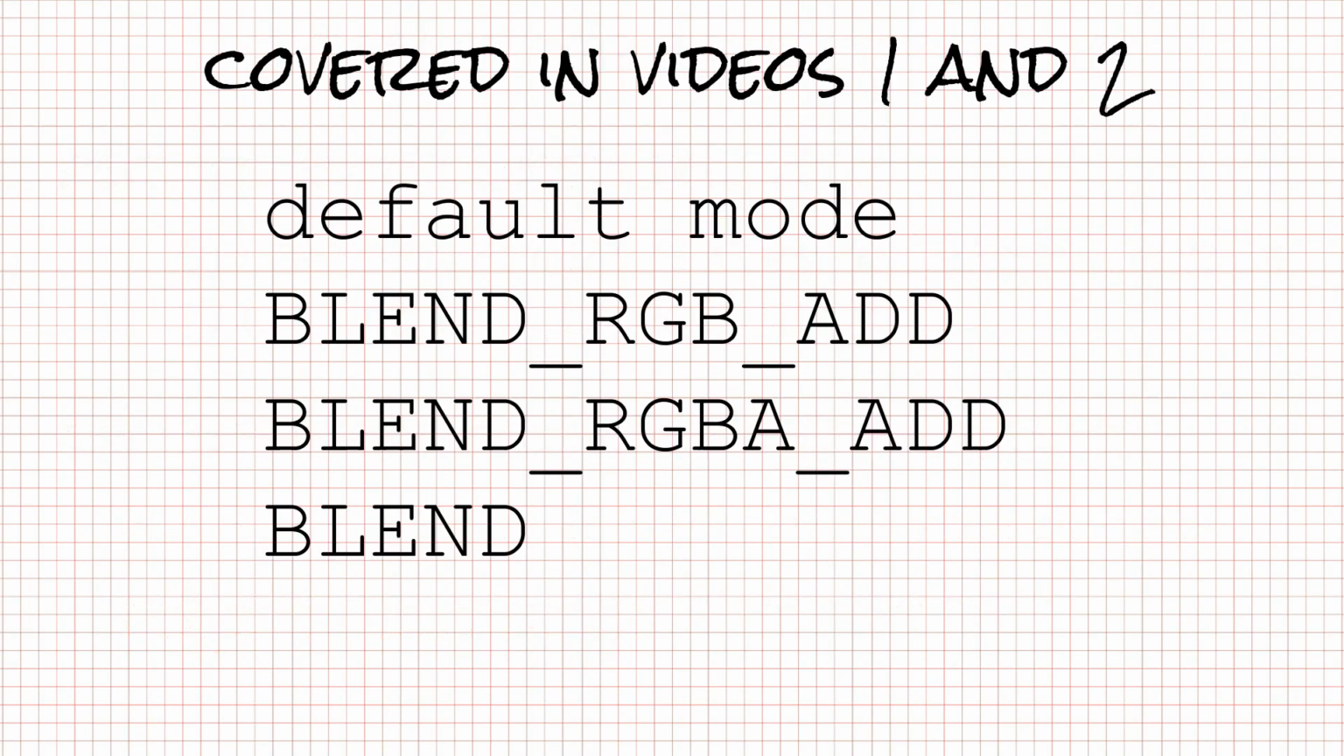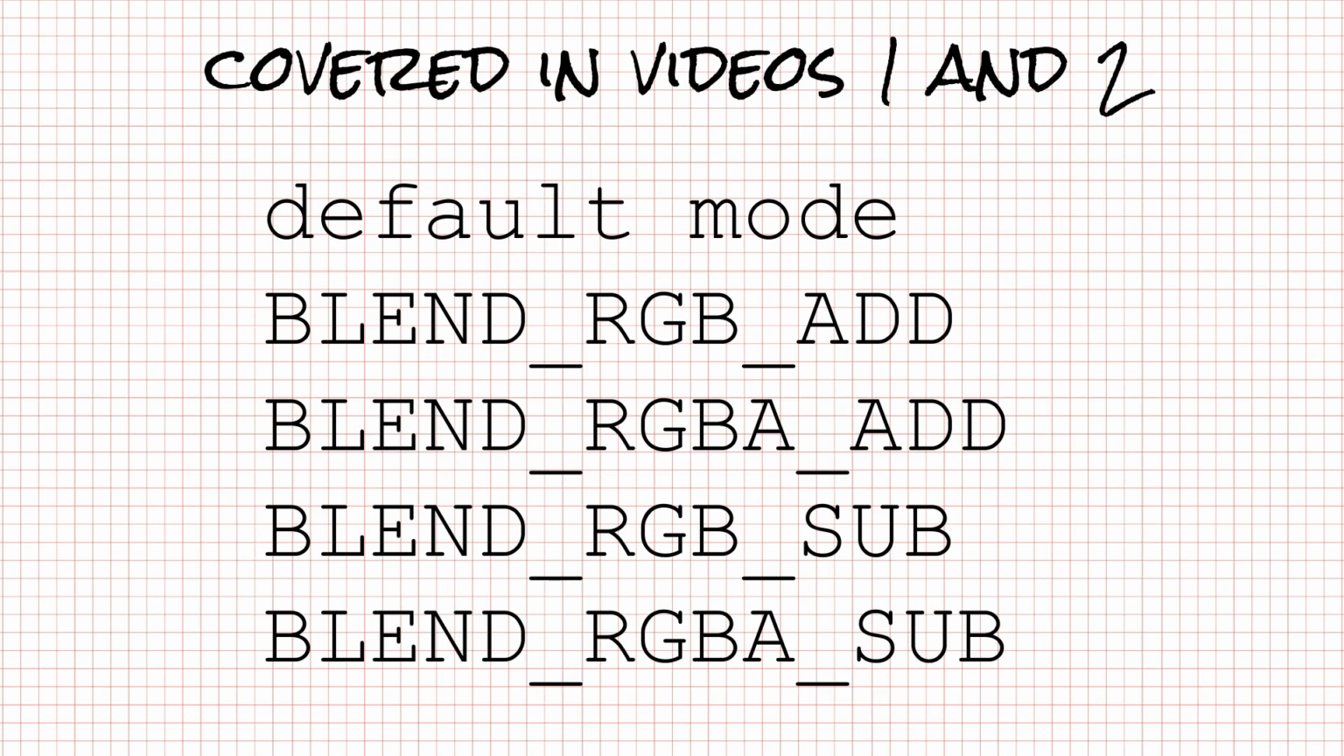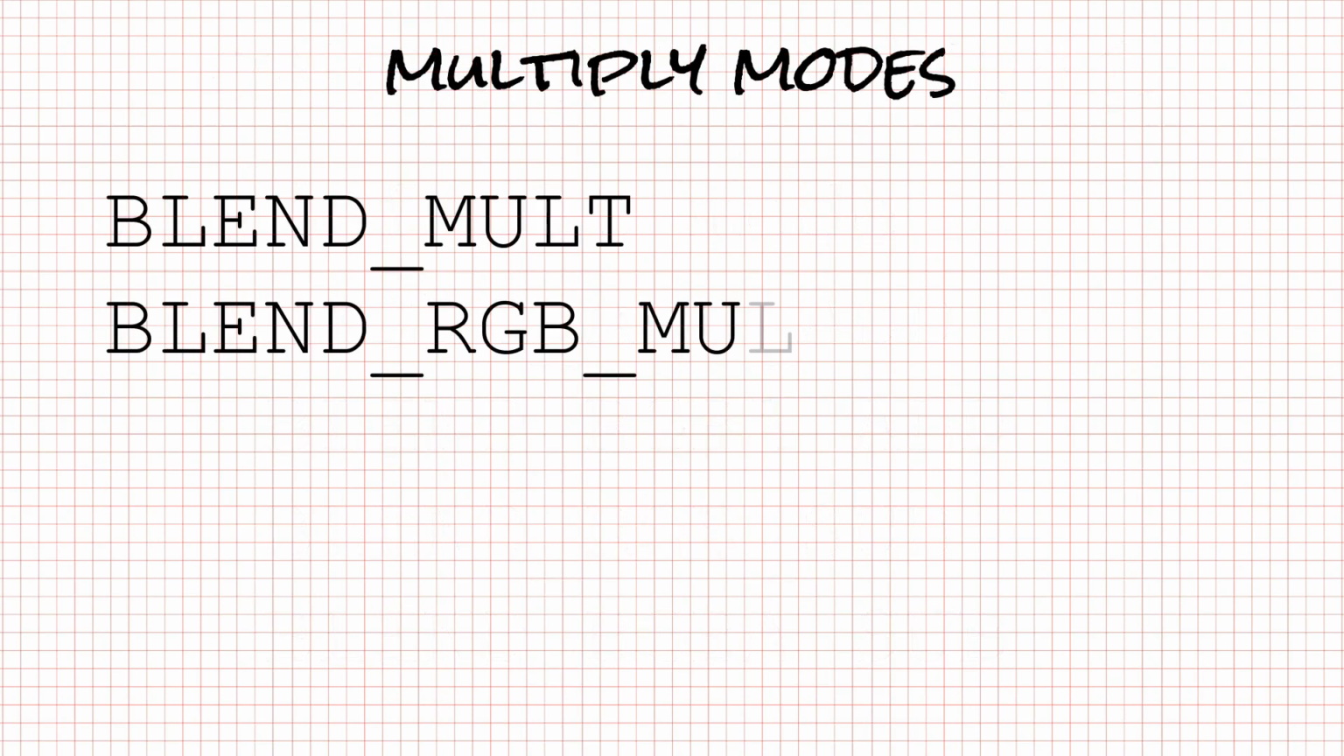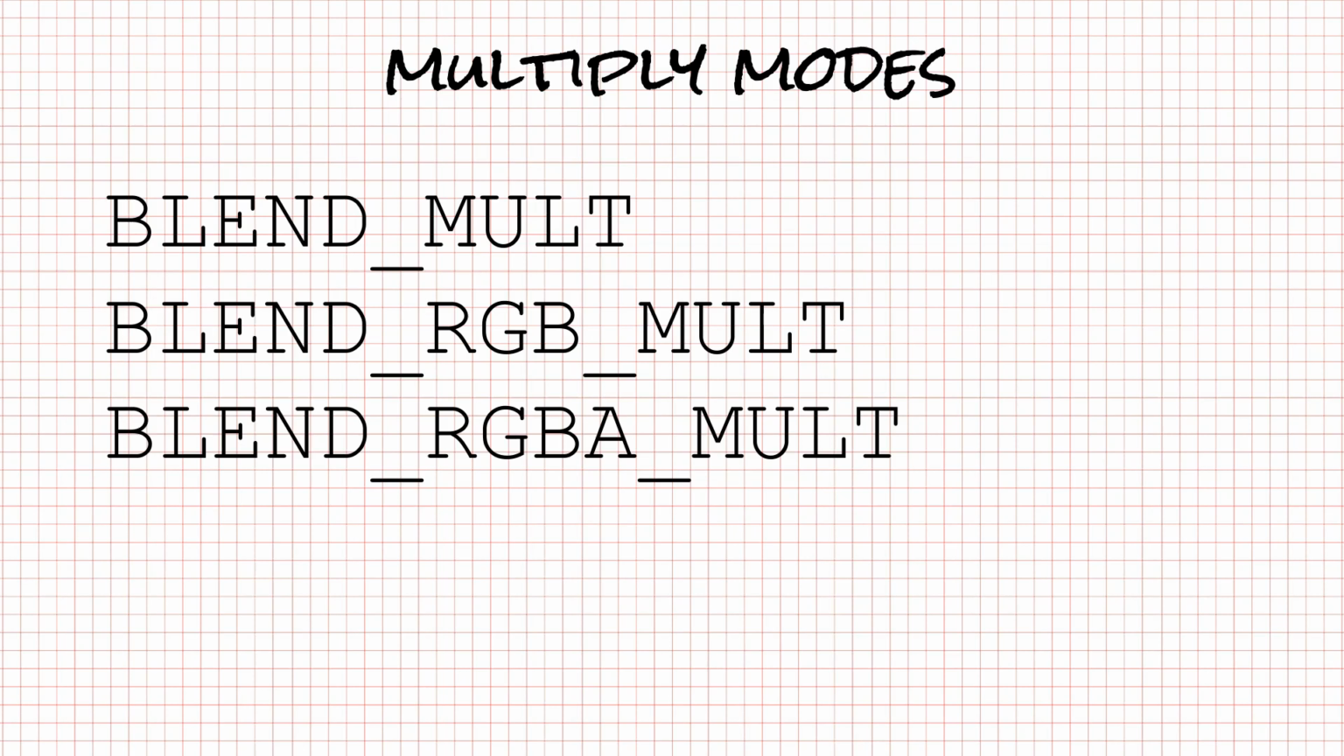In the first and second videos, we covered the default blending mode, the add blending modes, and the subtract blending modes. Now on to our next blending modes, the multiply modes. These are blend MULT, blend RGB MULT, and blend RGBA MULT.